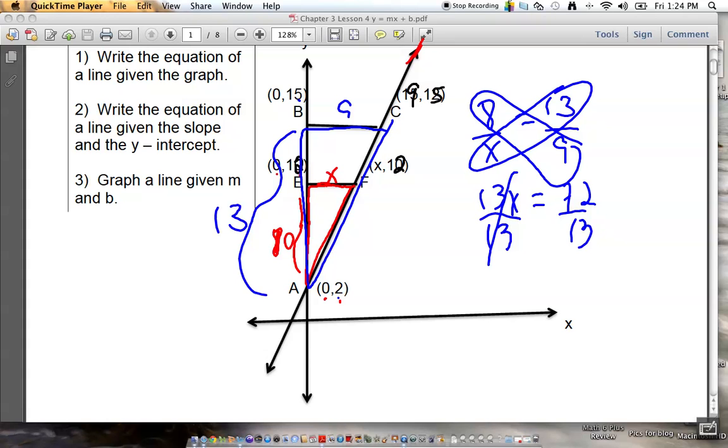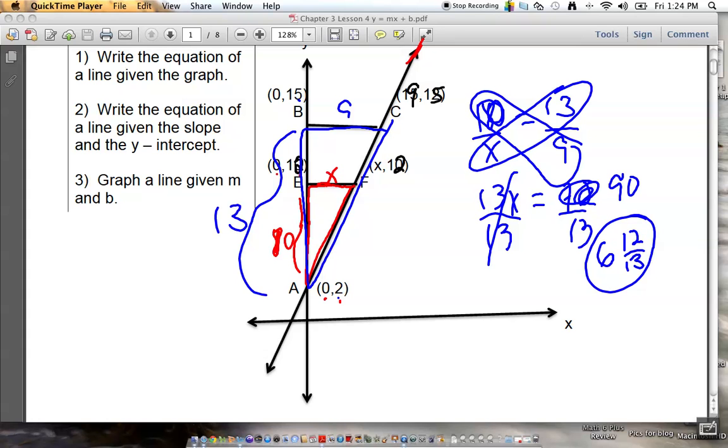Oh, I'm sorry, it's 10. Yes, I'm sorry, I misread my writing. So that makes this 90. And 90 divided by 13 still doesn't go in evenly. It goes in 6 times. And 6 times 13 is 60, and 18 is 78. So it's 6 and 12/13.